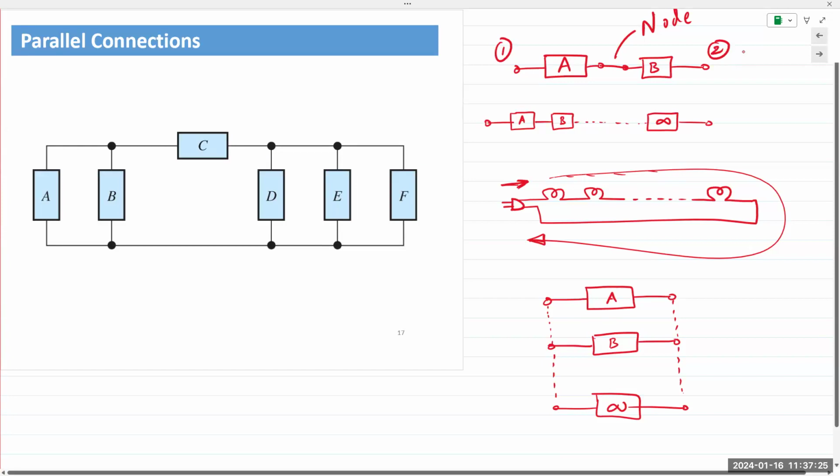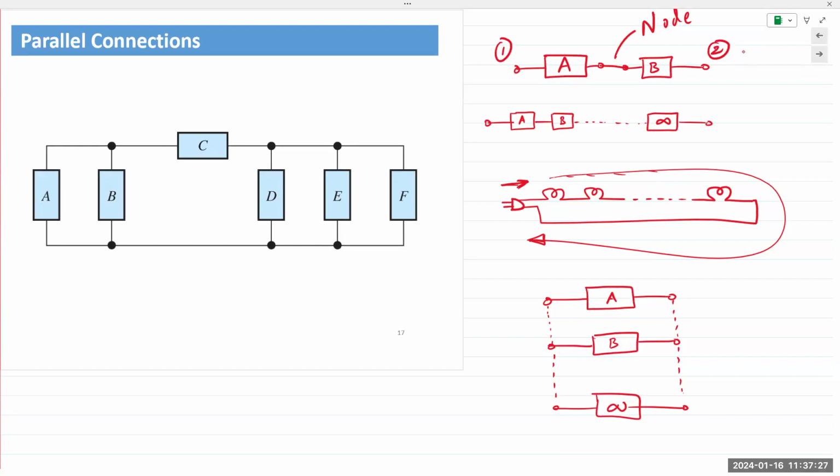They're all in parallel. So again, we are talking about 2 terminal elements, but a real life example would be a power extension strip, which has 3 terminals. All 3 of them are connected to each other by their respective terminals, and they're all said to be in parallel. So all you're doing is taking your wall outlet and splitting it up in parallel across 3, 4, 5, 6, 7 outlets or more.